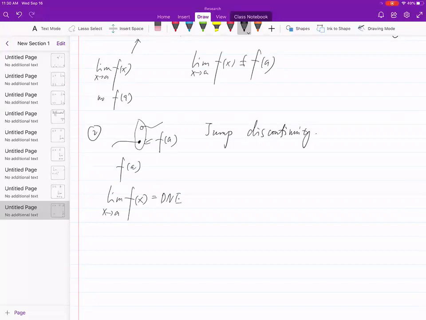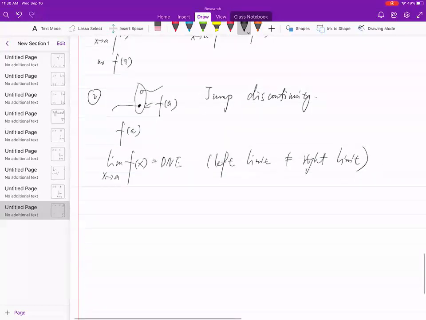And the reason is because the left limit is not the same as the right limit. Therefore, no limit. You have a jump. Of course, then not continuous.